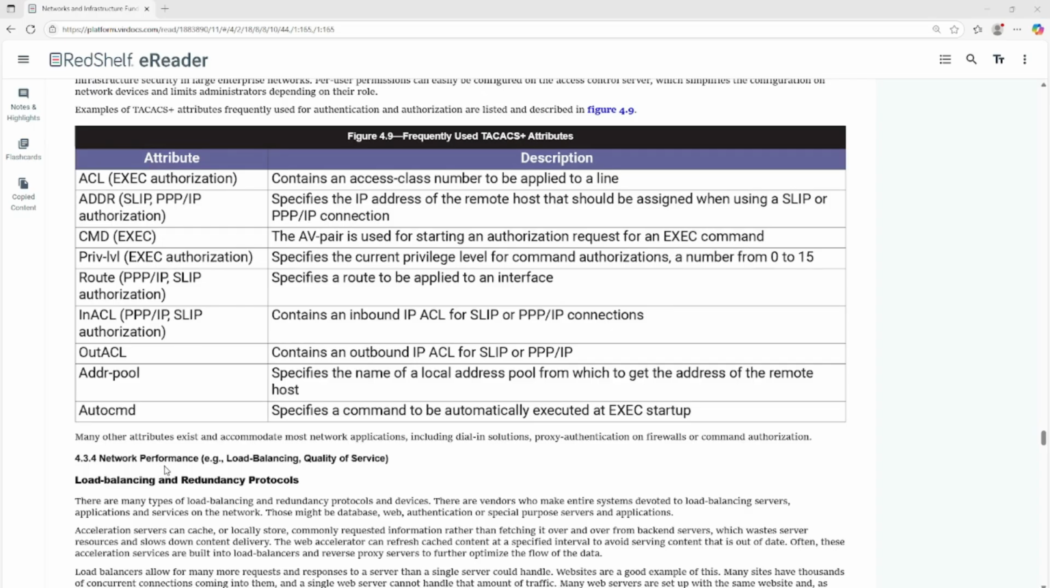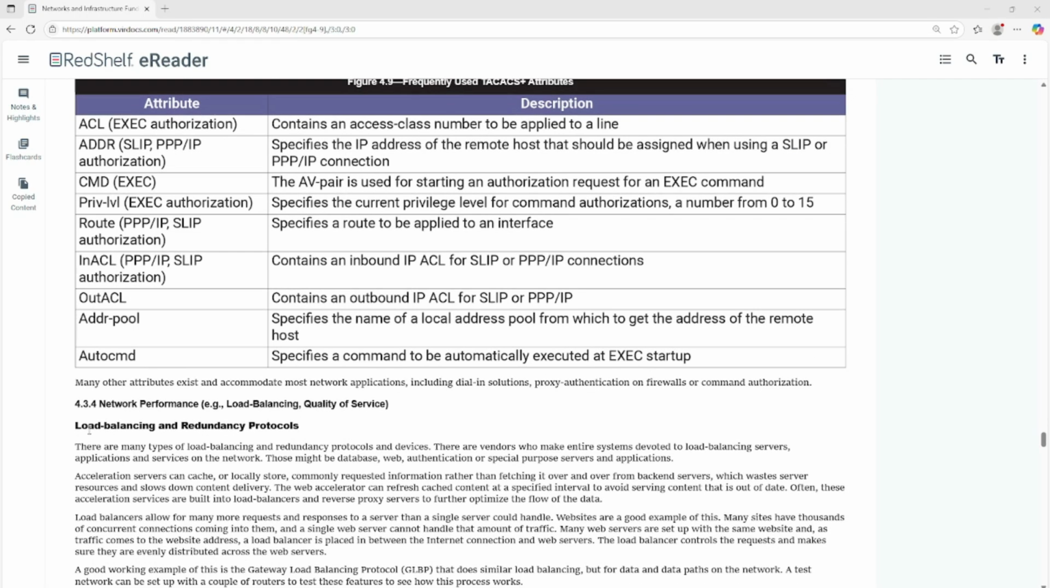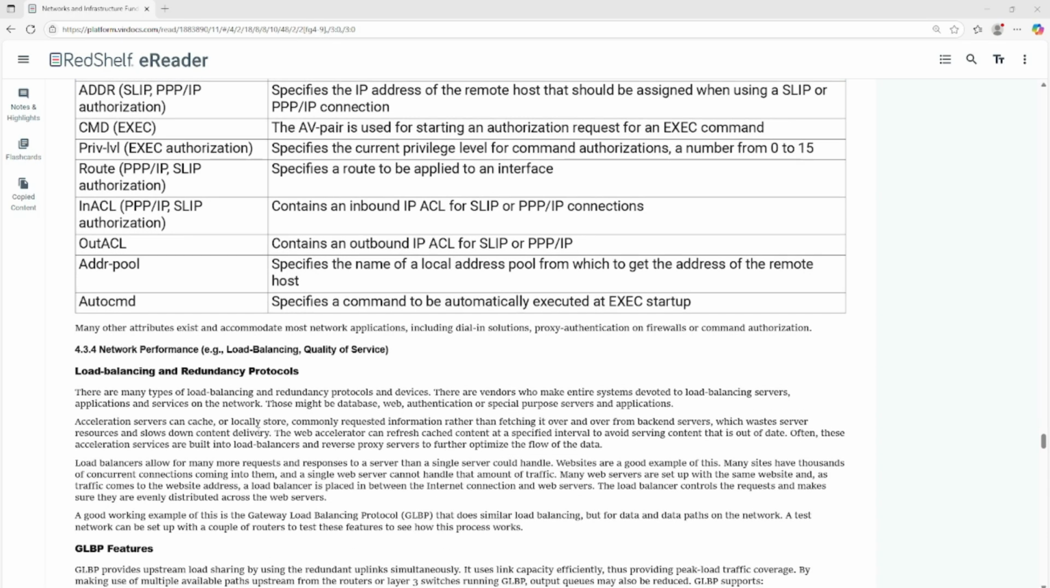Network performance. When it comes to load balancing and redundancy protocol, the takeaway here is just to understand what load balancing is all about and what redundancy protocol means. So I'll go straight to the point. Load balancers allow for many more requests and responses to a server than a single server could handle.